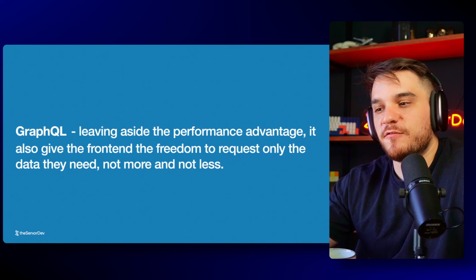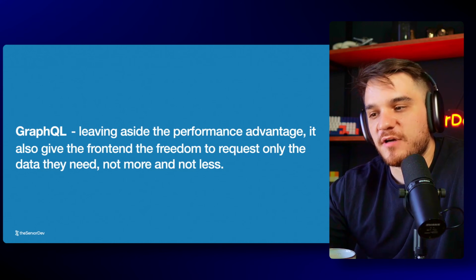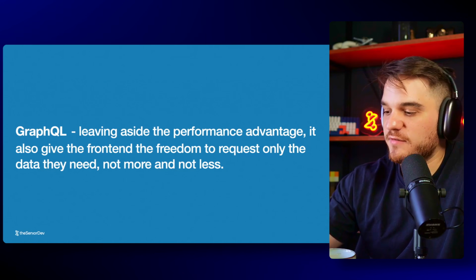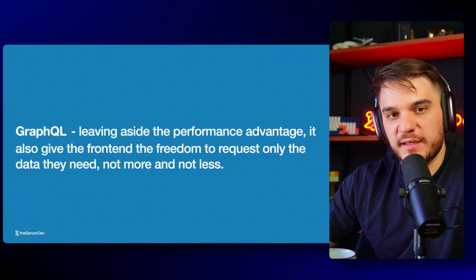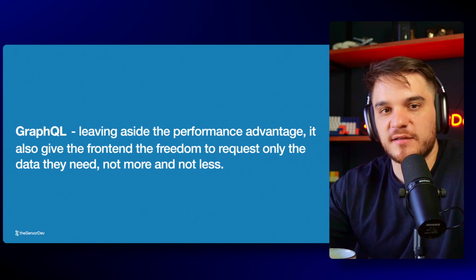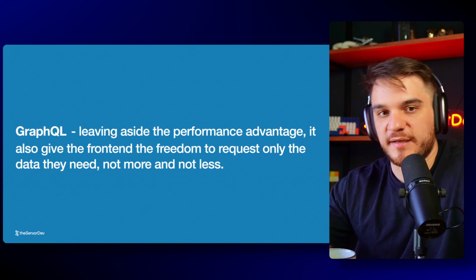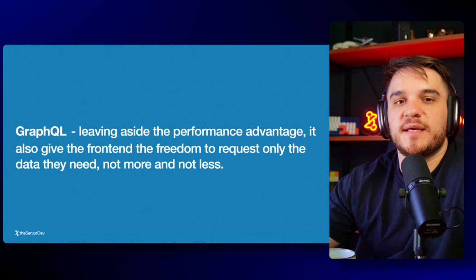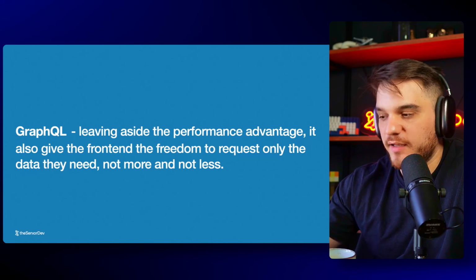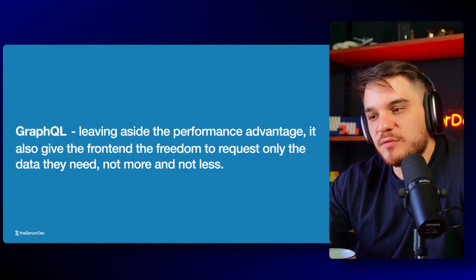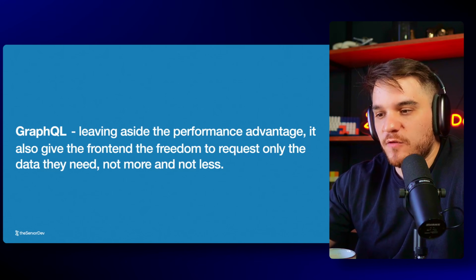Now, leaving aside the performance advantage, it also gives the front-end the freedom to request only the data they need, not more or less, because the front-end can actually write that query against a schema that we build, so they can decide, do we need the full product or do we need only the title and an image? And this is extremely good for our mobile performance because we use less data, and mobile users are usually very sensitive to data. If you have an application that consumes a lot of data, it's not good for mobile users.